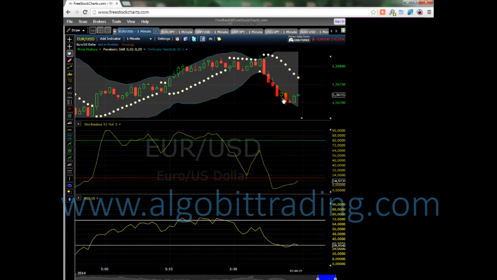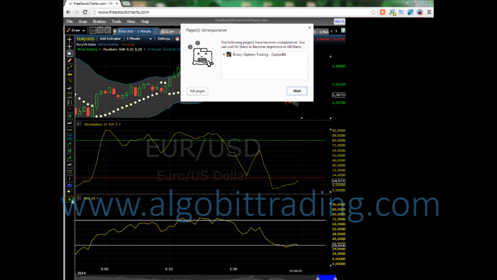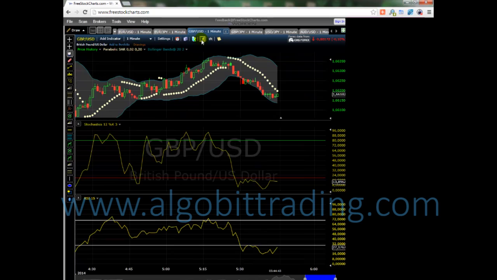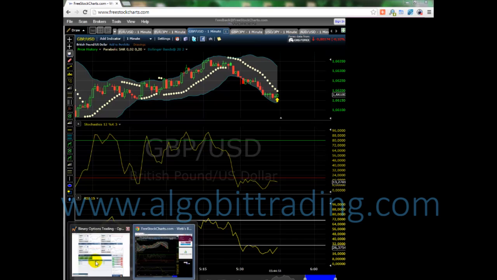If I go on the euro dollar, as you can see, the first trade I entered around here with 5-minute expiry to go up, and the second trade I entered around here. So let me just mark this. So this was my first entry position, and this is my second entry position with a €100 investment. And I also traded pound dollar. As you can see, I entered this trade around here, and I just want to wait for these trades to expire. Let us go back.